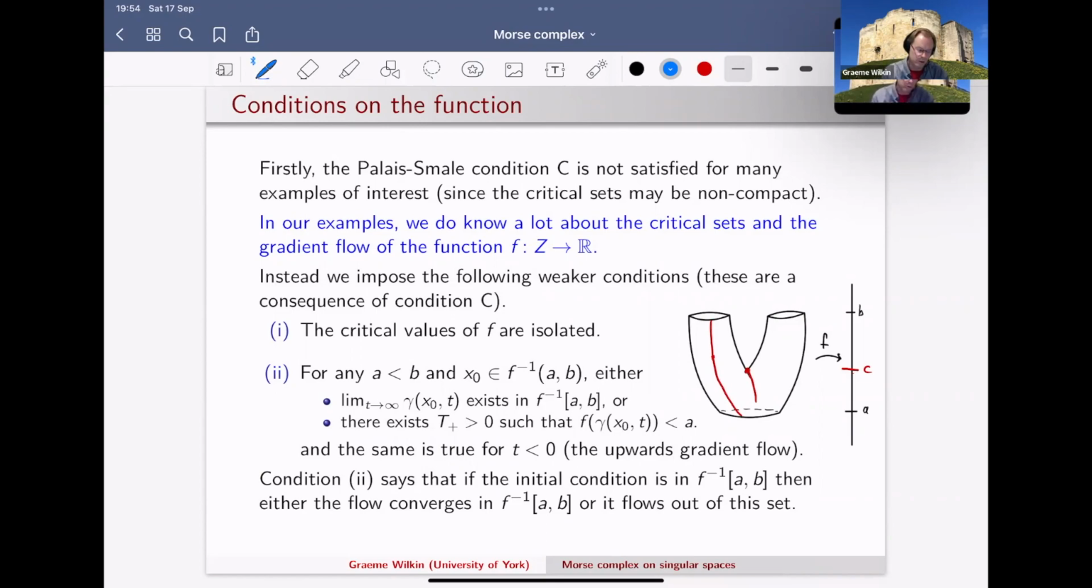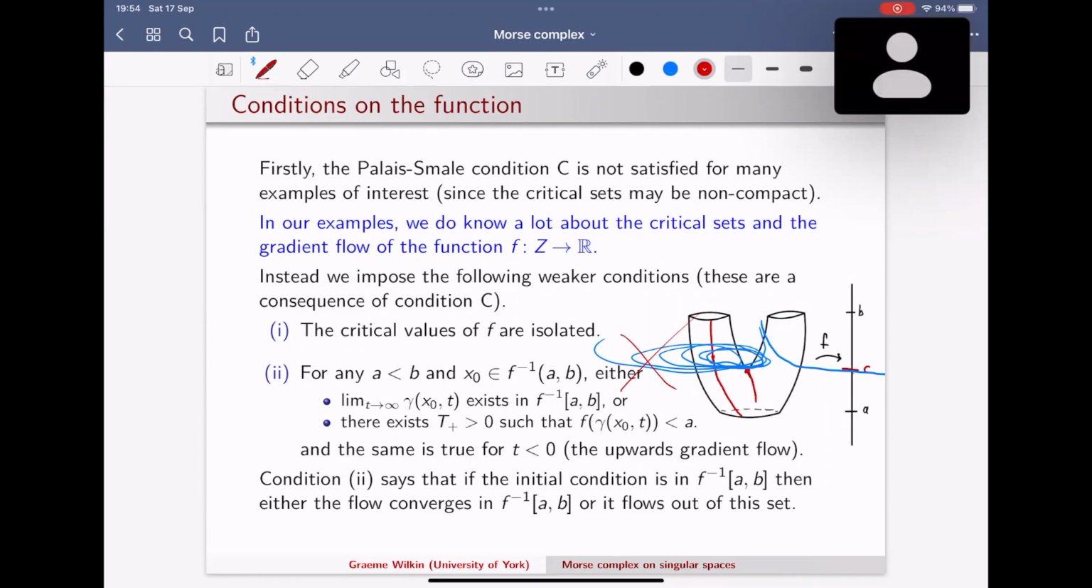So if you don't have condition C, you need to impose some condition that says you don't flow. Again, you'll have to use your imagination here. You might flow all the way out to infinity and never converge to anything. Or you might flow around and circle around, but maybe no subsequence converges to anything. So these are things that you want to avoid. And this condition 2 is essentially something that excludes those possibilities.